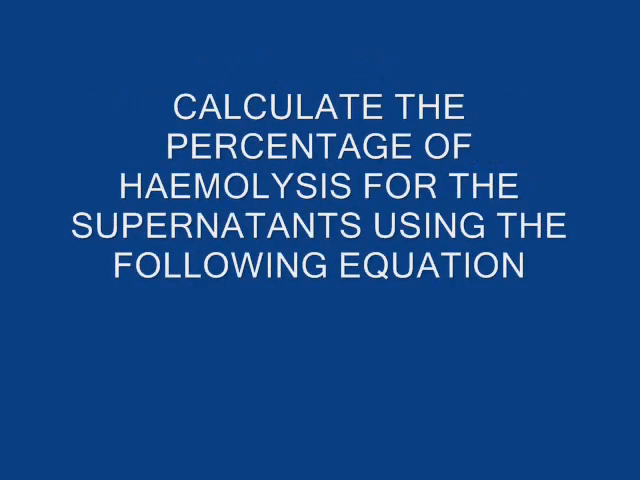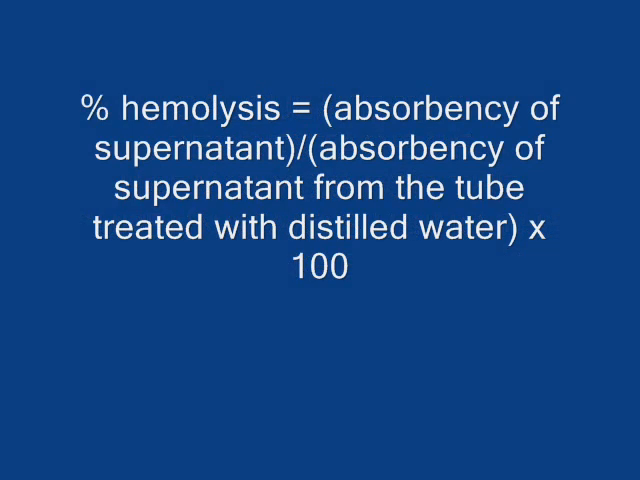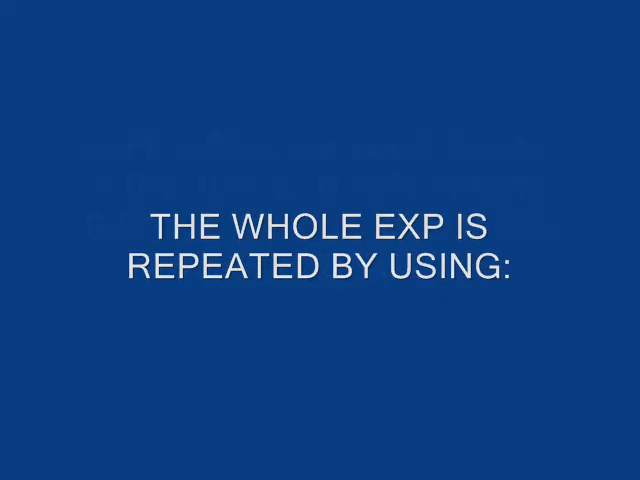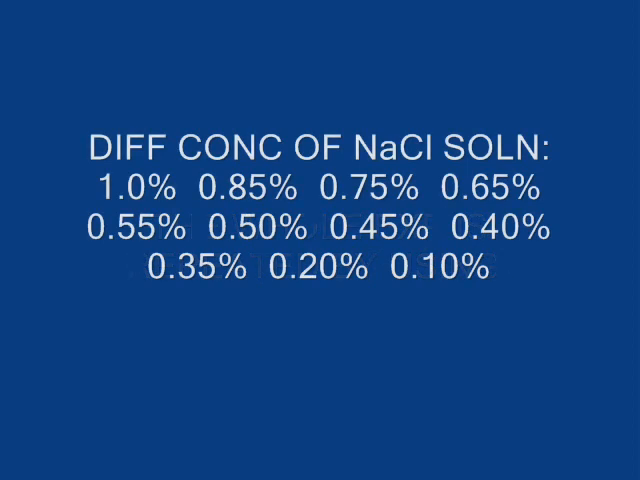The last step is to calculate the percentage of hemolysis for the supernatants using the following equation. Percentage of hemolysis equals the absorbance of supernatant divided by the absorbance of supernatant from the tube treated with distilled water, times 100%. For section A2, the whole experiment is repeated using different concentrations of sodium chloride solutions.